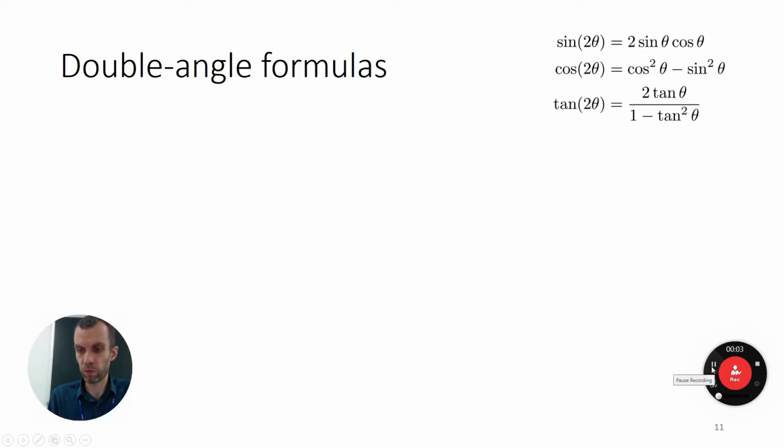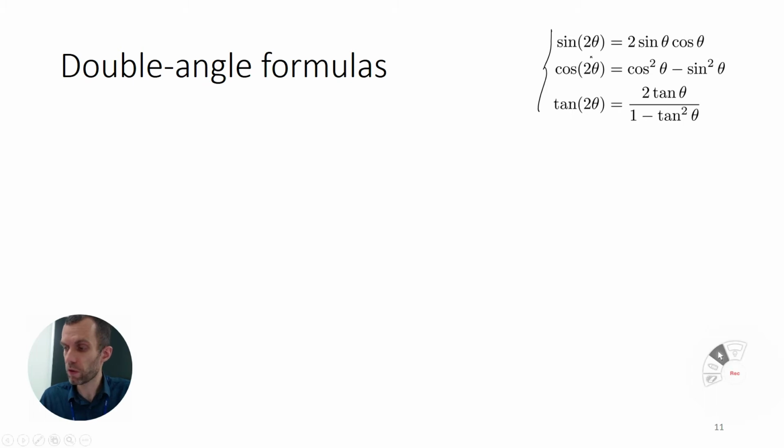Okay, so for the next step, we're going to look at some of the so-called double angle formulas. What they allow you to do is, as you can see from the formulas here, take something that has 2 theta in it and turn it into an expression with just theta. So on the left-hand side here we have 2 theta, and here we have just thetas.